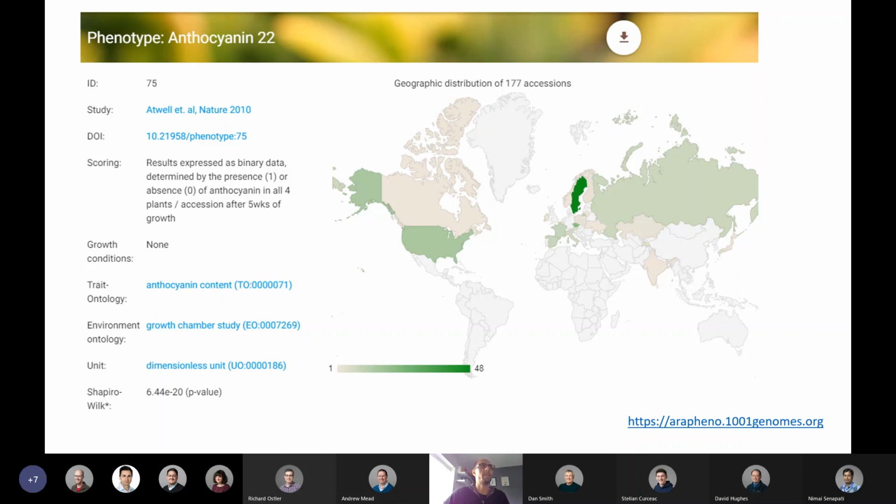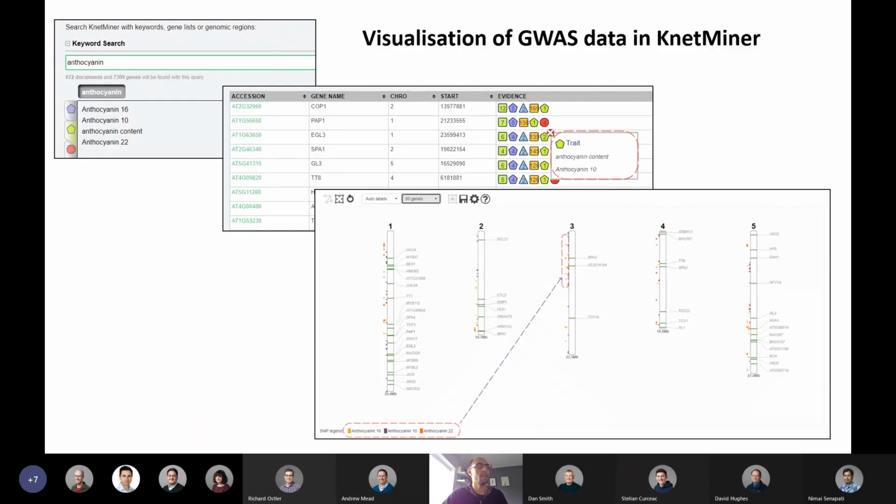So there is a very good database called Arapheno, which contains phenotype metadata like studies, DOIs, mappings to ontologies like trait ontology and environmental ontology. So all this sort of information is very useful to have in the knowledge graph to help us integrate data more efficiently.